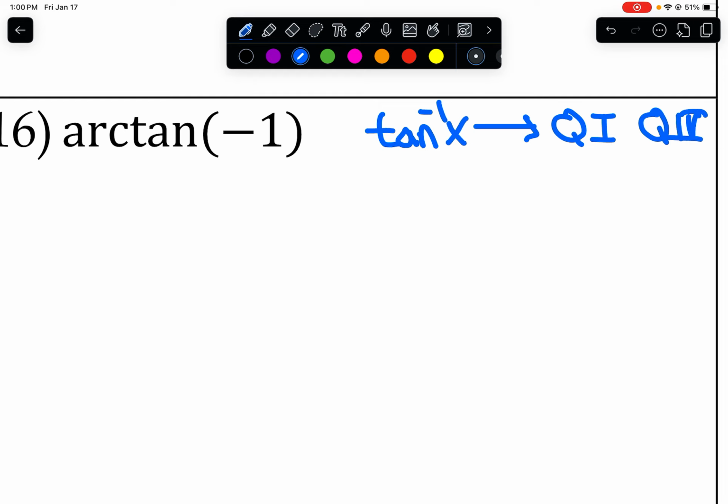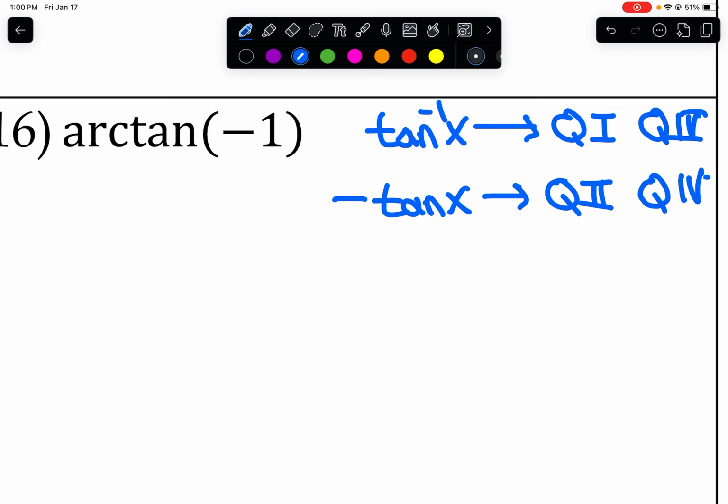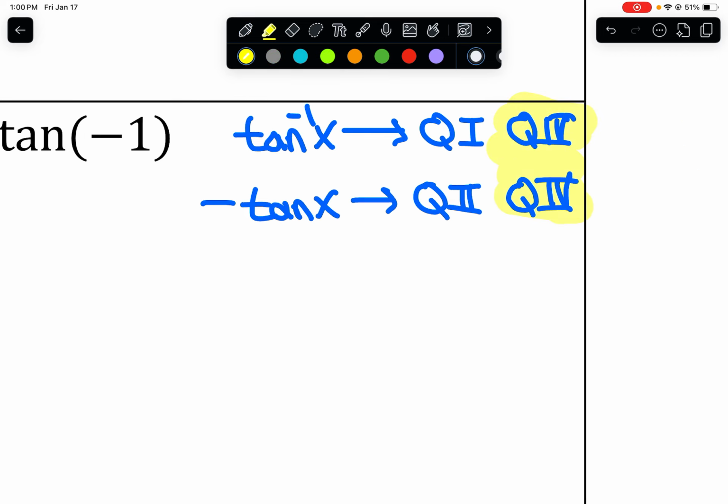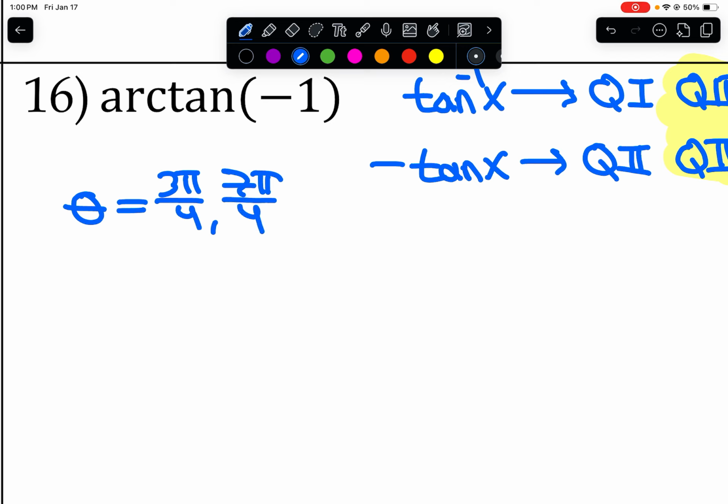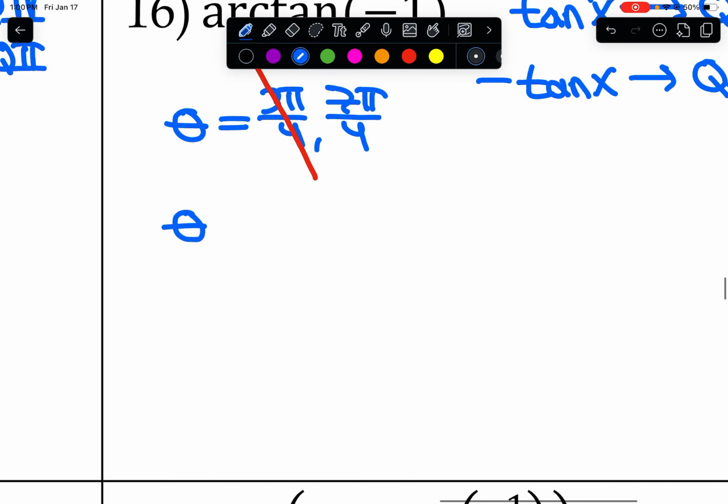And now tangent's negative, and that's going to be negative in quadrant 2 and quadrant 4. So our common quadrant here is going to be quadrant 4, which tells us we're probably going to have to do that coterminal. So this is going to be at 3 pi over 4 and 7 pi over 4. We want the quadrant 4 value, so we can get rid of the 3 pi over 4. We want the 7 pi over 4.